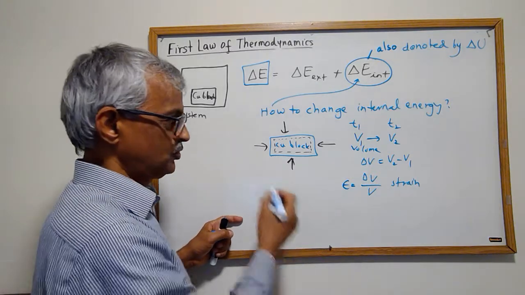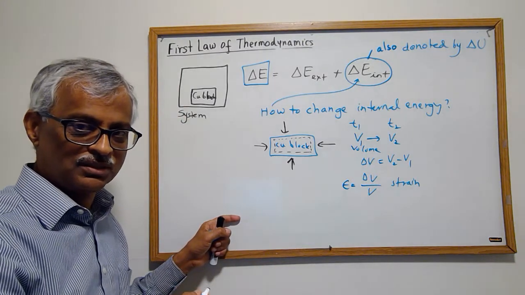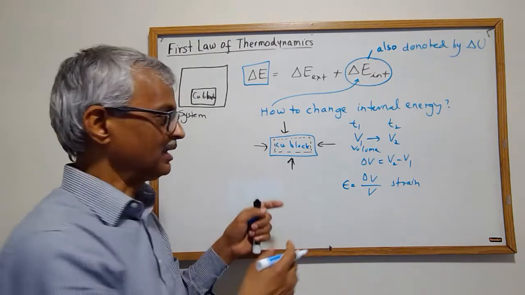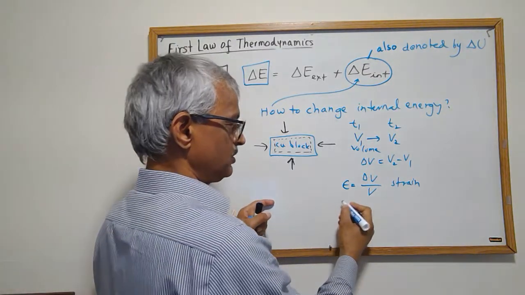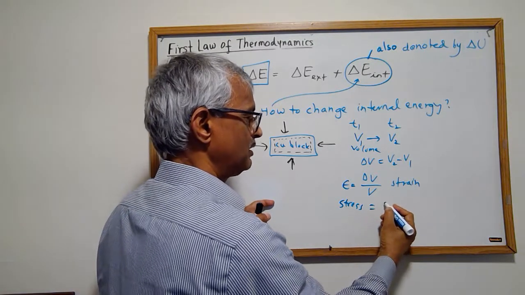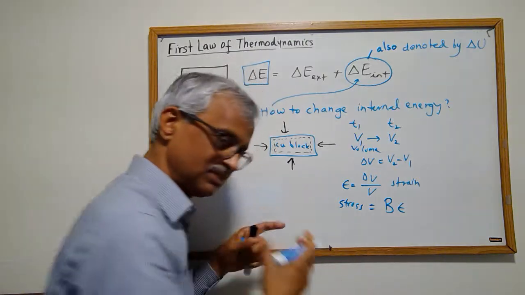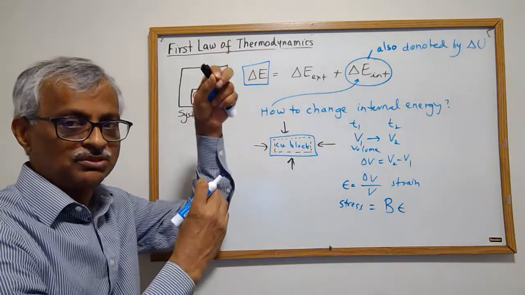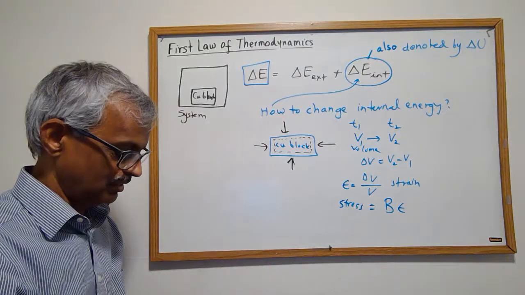And stress inside the material, which will be bulk modulus. So stress will be bulk modulus times this, because I'm changing the volume, right? If I'm changing the length, it will be Young's modulus. But this whole thing I'm changing.